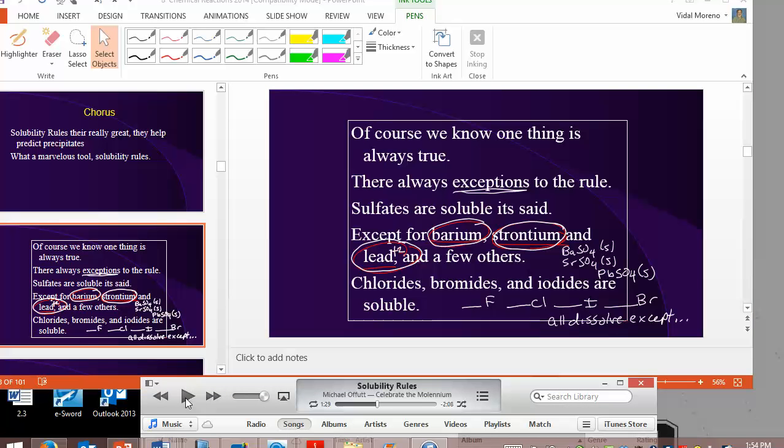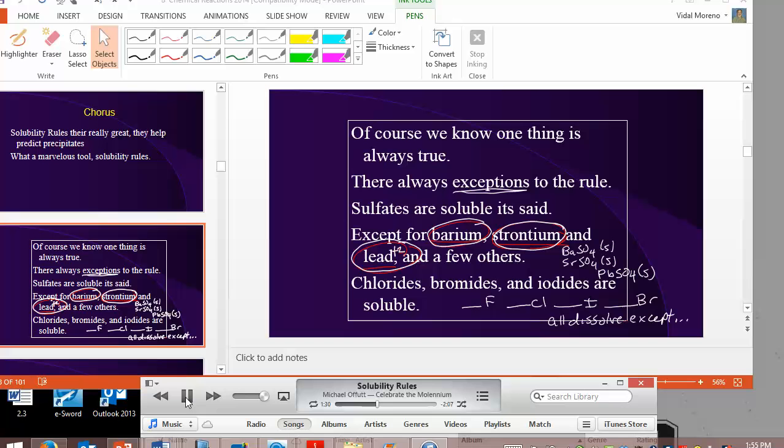Okay, so now we've left behind the ones that are always soluble. Here are sulfates. Sulfates are mostly soluble. Almost everything dissolves when it has sulfate in it, except for barium, strontium, and lead 2. And I always like to add the 2 there because it could be lead 4. There's also, I think, calcium does not dissolve. That's what the few others means. You'll encounter those in AP chemistry, and Eddie will teach you. All right? So, most sulfates are soluble except for calcium, strontium, and lead 2.